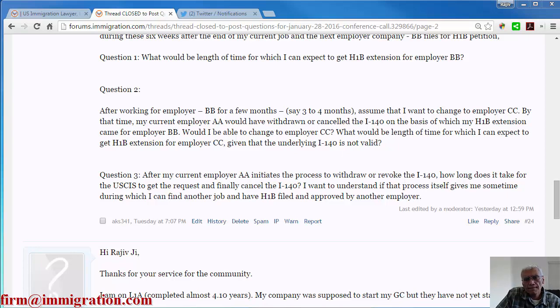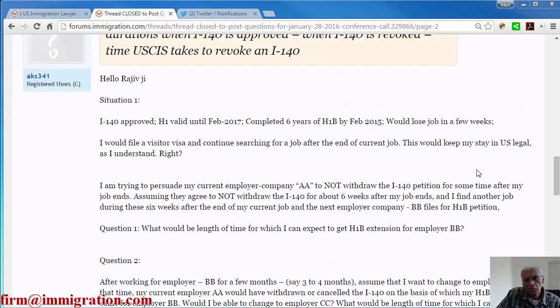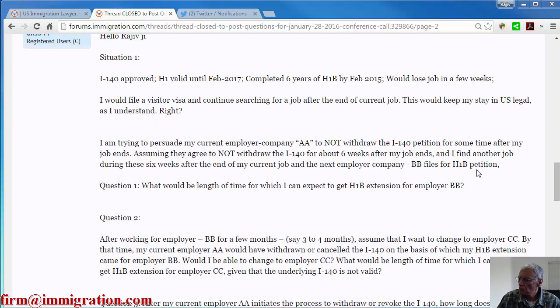Hi, Rajiv. I had posted the question. Thanks for your reply. The specific clarification that I request is that you mentioned that if my employer sends a request for revocation of the I-140 today, and USCIS gets it, let's say, 2 months later, they will make the I-140 cancellation effective from the date on which the employer sent the request, that is retroactively. That is correct.